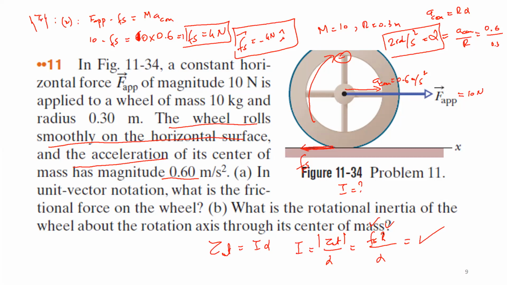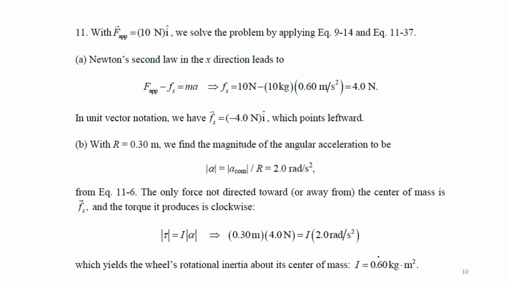Fs is 4, R is the radius, I know it already, and I know alpha, so I know the moment of inertia. But in reality, the torque of the friction is negative. Here I just get rid of it by taking an absolute value. In reality, the torque of Fs is negative and alpha is negative. Negative divided by negative will give you a positive moment of inertia. So the moment of inertia is just 0.6 kilogram meter square.